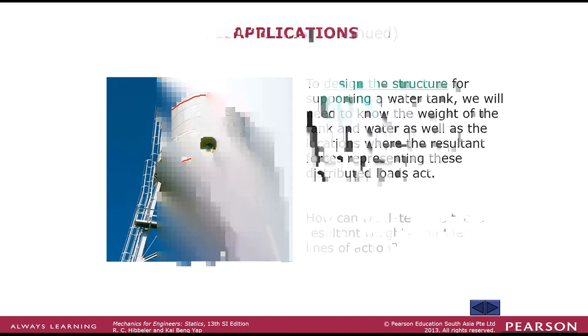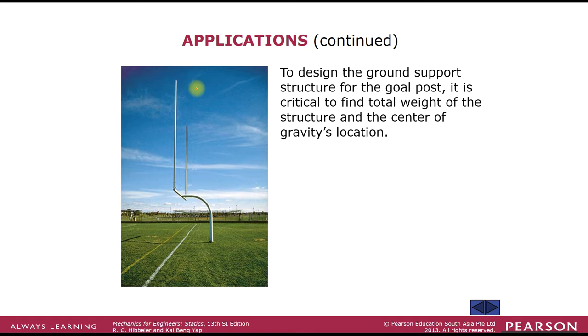This is only an example: when designing the ground support structure for the goalpost, it's critical to find the total weight of the structure. We want to design this goalpost so that it is important to determine the center of gravity location, so that the goalpost can sit without needing additional structure to support it. If you design with a more conventional structure, something more sturdy or stable, then you will create a hindrance for players trying to score or play the sport. That's why they designed it this way, so that it hinders less and is less of an obstacle for the player during the game.